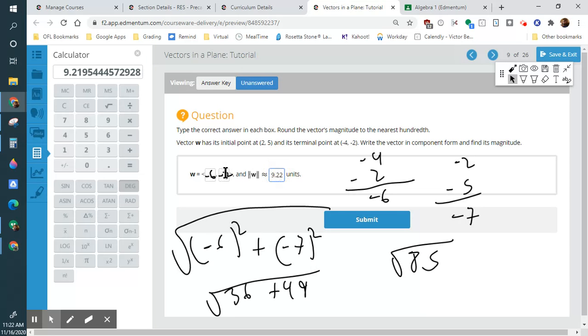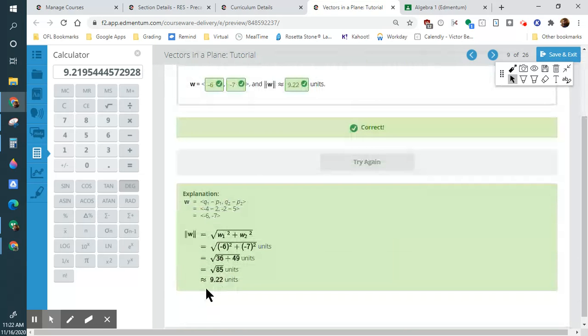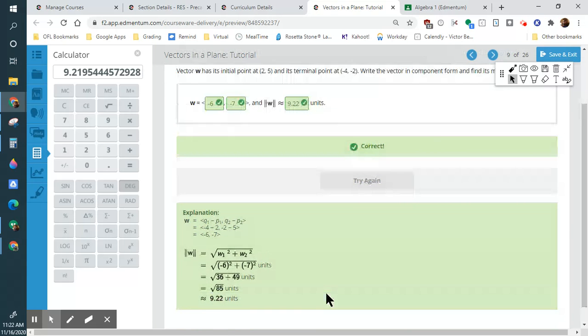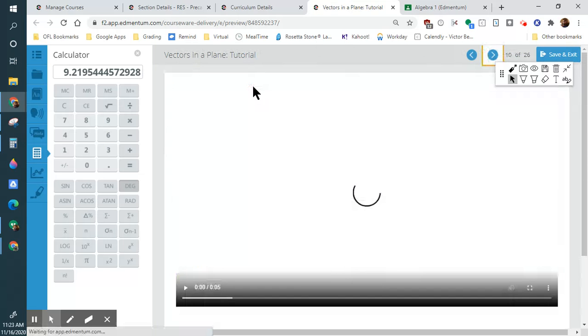9.22. I'm going to enter a negative 7 here. I'm going to enter a negative 6 here. And let's see how good I did this. Perfect. So that's how you find a vector. Nothing too difficult. You guys can handle it.